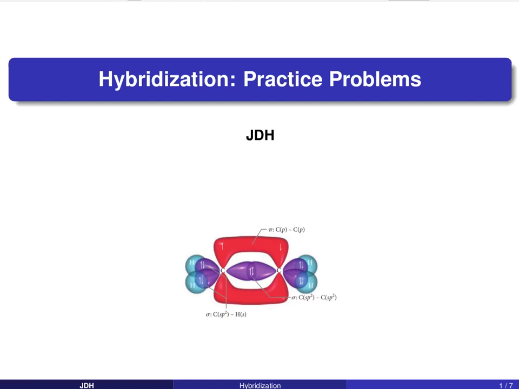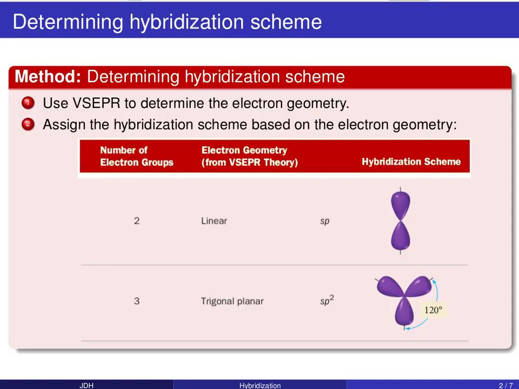All right, guys, in this video we are going to finish out our discussion of hybrid orbitals and valence bond theory with a handful of practice problems. So to kick things off, let's do a quick recap of the method for determining the hybridization scheme for a given molecule. All right, so as you recall from the last lecture video, this is essentially a two-step process.